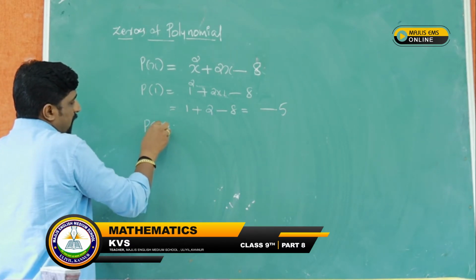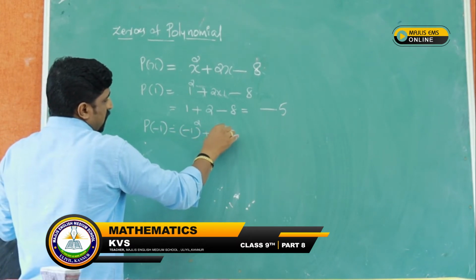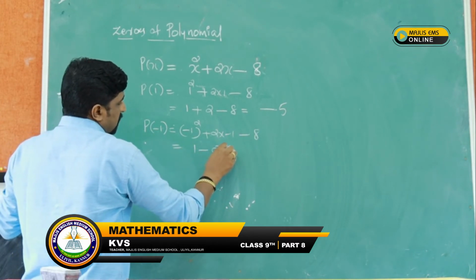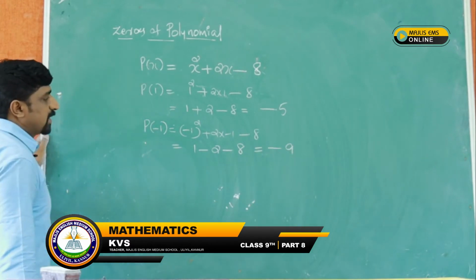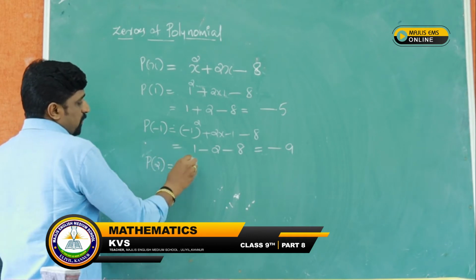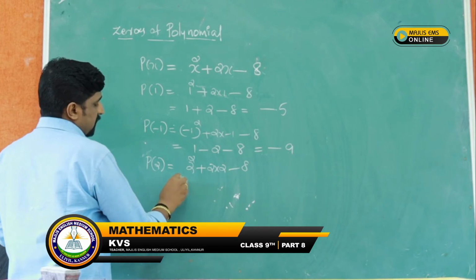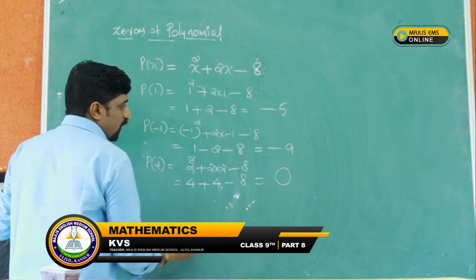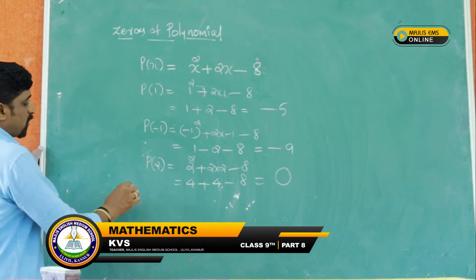We can find out p of minus 1. P of minus 1 means minus 1 square plus 2 into minus 1 minus 8. That's again 1 minus 2 minus 8. That is minus 9. That is not equal to 0. And we can find out p of 2. P of 2 means 2 square plus 2 into 2 minus 8. That is 4 plus 4 minus 8. You got 0. Now we can conclude 2 is the 0 of this polynomial.